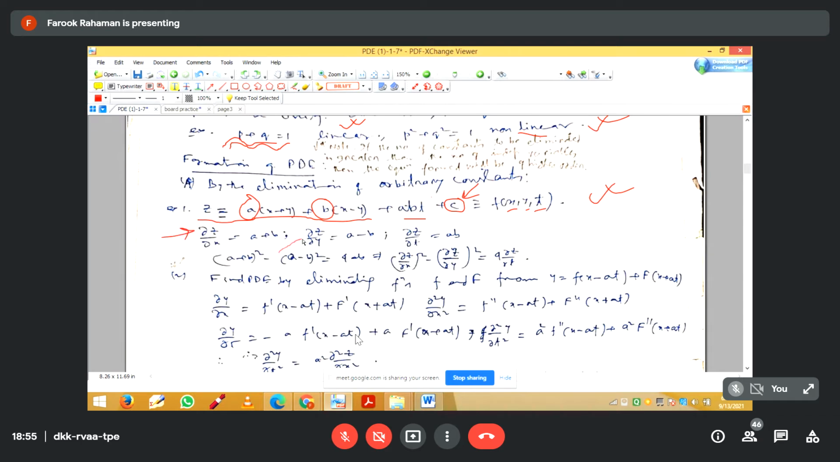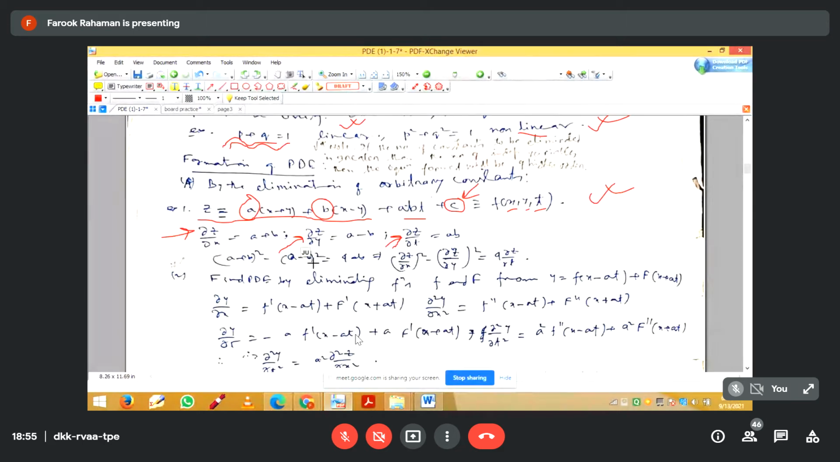Second one, partially differentiate with respect to y, we can get this. Third one, partial derivative with respect to t, one will get this. Now, our task is to eliminate the a, b, and c part. Now, after the derivative, c has been automatically eliminated. Now, we have to eliminate a, b by using some algebra.